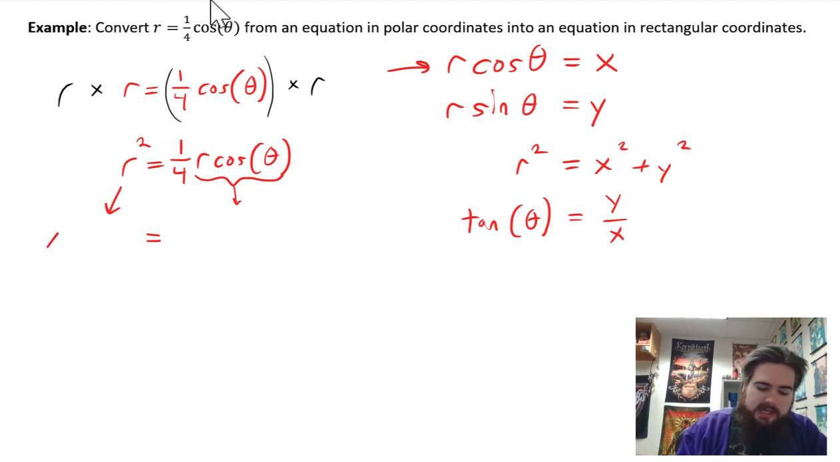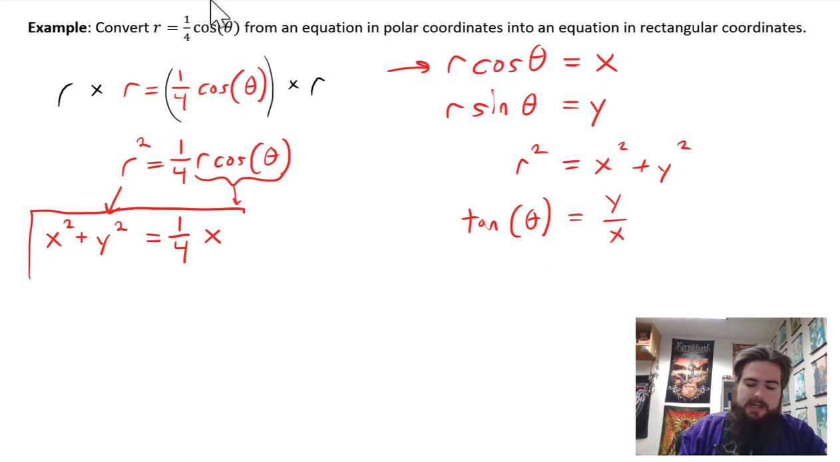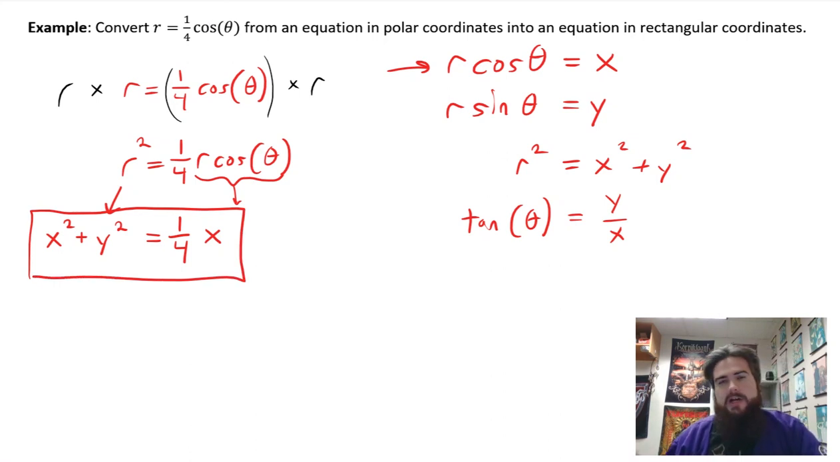This will now give me x squared plus y squared on the left side of the equation is equal to 1/4 times r cosine of theta, which is x. And that would be my equation in rectangular coordinates.